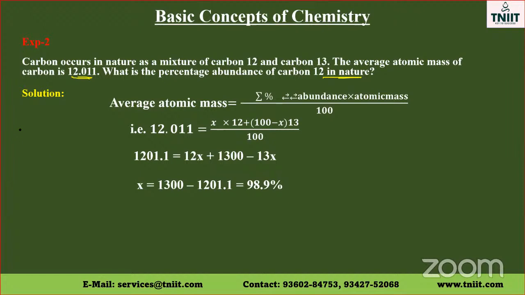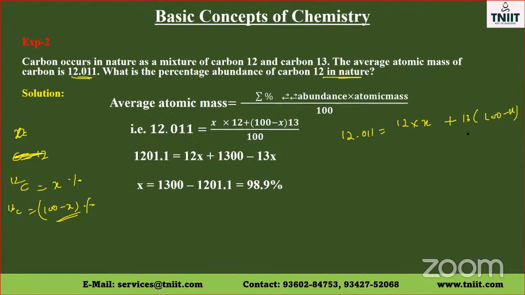Now, carbon-12 has mass 12. If we take carbon-12 as X%, then carbon-13 exists as 100 minus X. So the average atomic mass of carbon, which is given as 12.011, is equal to 12 into X, atomic mass of carbon-12 times its percentage X, plus 13 into the percentage of carbon-13, which we found is 100 minus X, divided by the total percentage. Total percentage is X plus 100 minus X, which is nothing but 100.